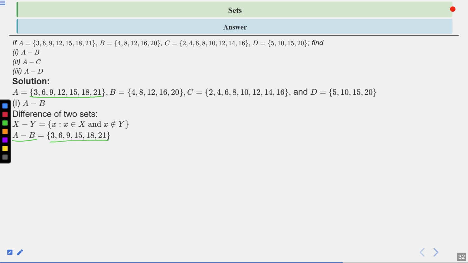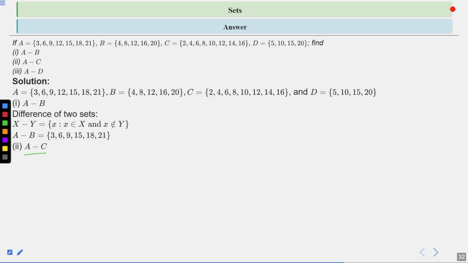Now eliminate elements which belong to set B. So does 4 belong to set B? Do we have element 4 here? No. 8? No 8. 12? Yes. So eliminate 12. What about 16? No 16 here. 20? No 20 here. So now the elements we are left with will be the elements which belong to A minus B. So 3, 6, 9, 15, 18, 21 as you can see. I hope this way is very easy to write down A minus B, and using this, you are not going to feel any difficulty. Clear?